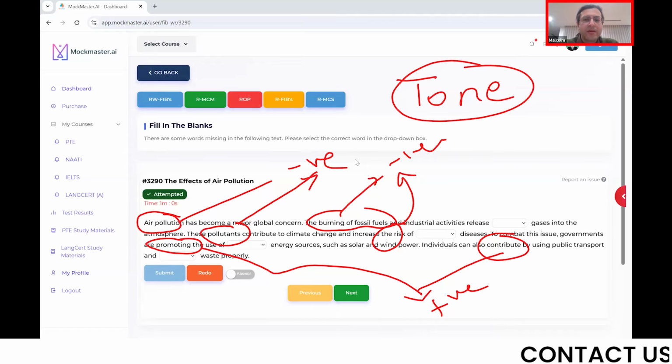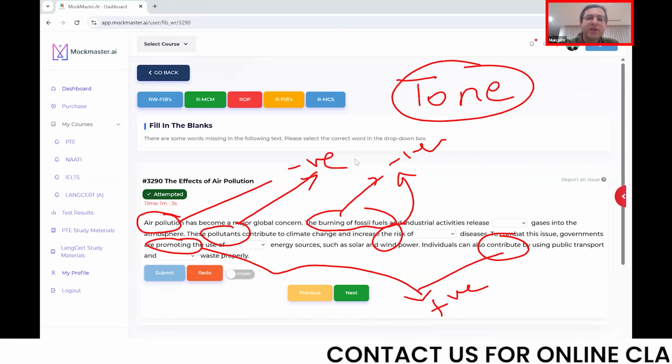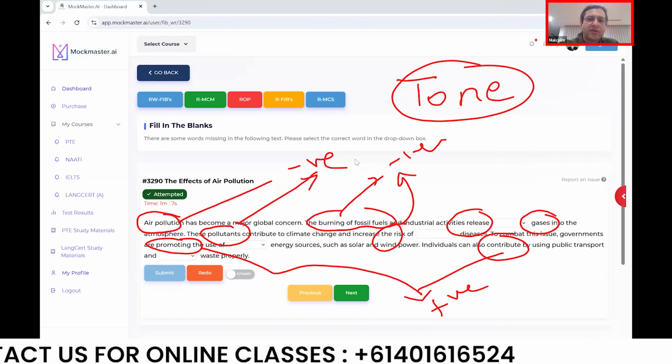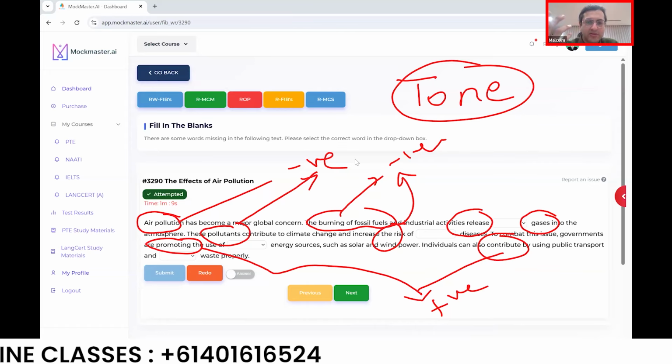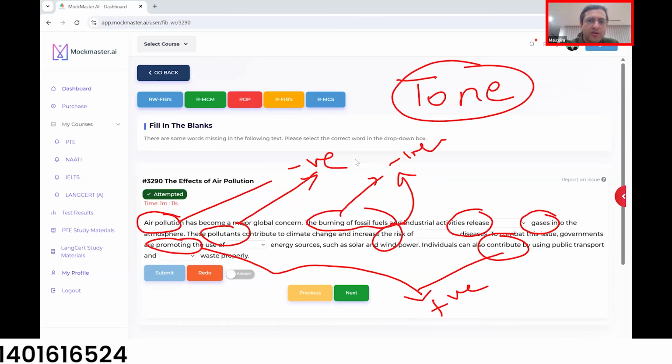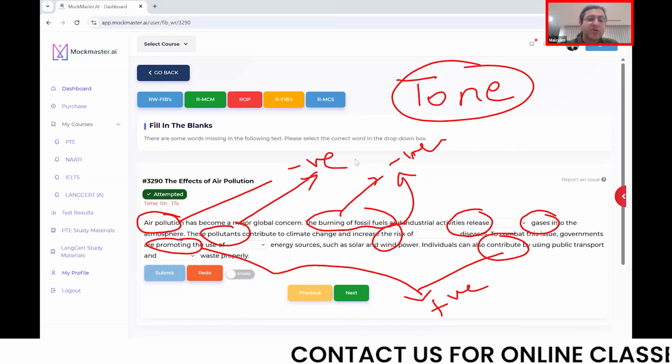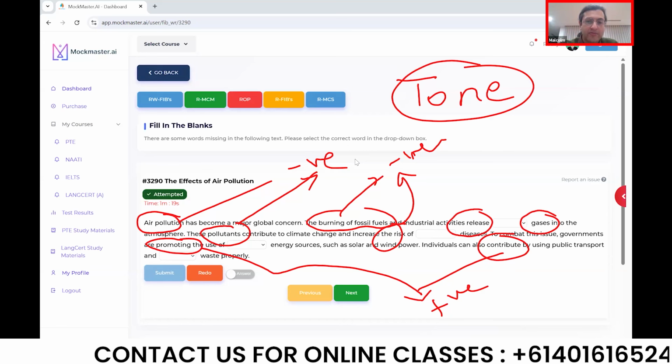Secondly, you should see the words ideally before and after the blanks. Release some type of gases. And it is negative. So which negative word can fit? Probably harmful gases. You need an adjective. Adjective means something to describe the noun, gas.